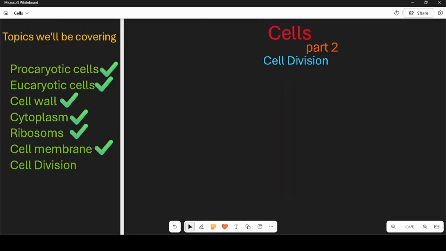Now let's talk about cell division. The process in which a cell divides into two daughter cells is called cell division. In single-celled microorganisms, one cell division results in the formation of two new organisms. For example, amoeba, bacteria, yeast, etc. Cell division in prokaryotes is much simpler as compared to cell division in eukaryotes.